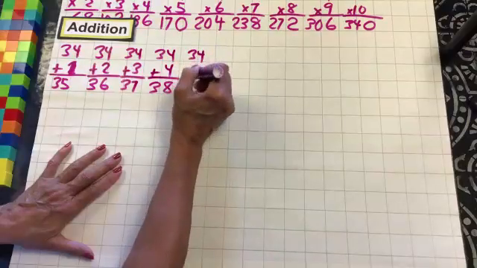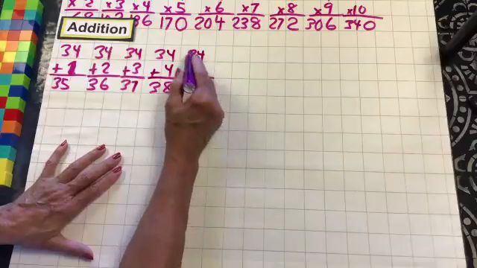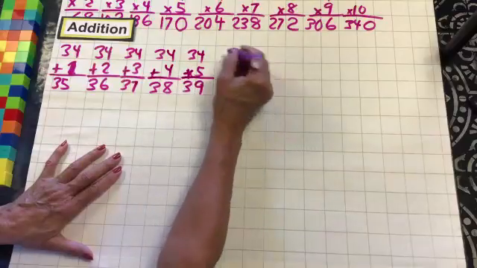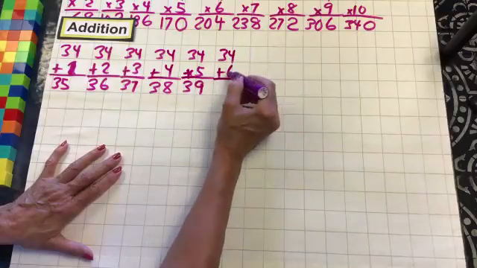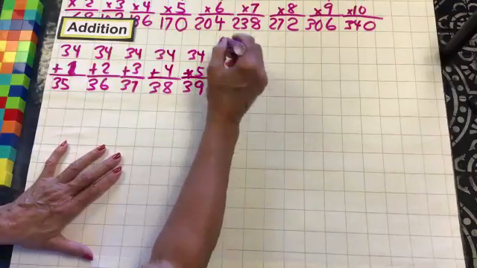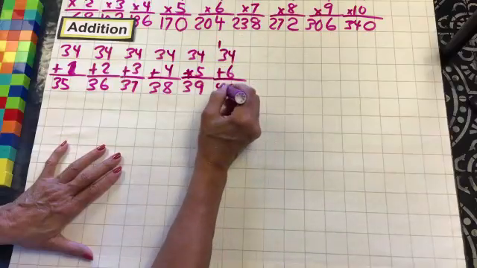34 plus 5. 4 plus 5 is 9. 3 plus nothing is 3. 34 plus 6. 4 plus 6 is 10. Drop the 0, carry the 1. 1 plus 3 is 4.